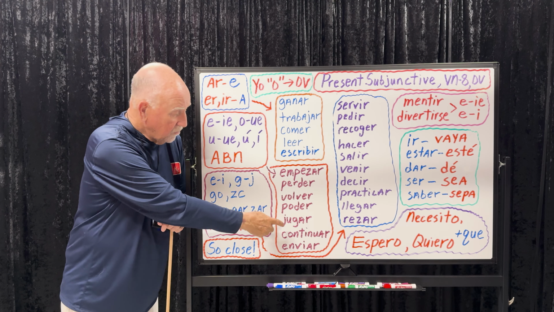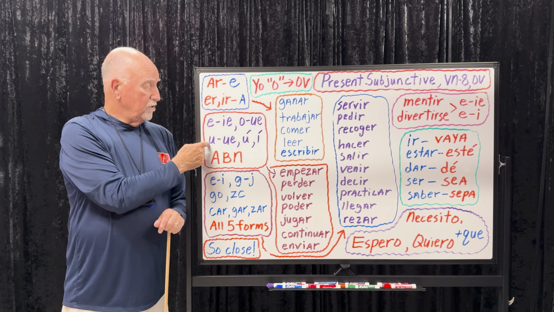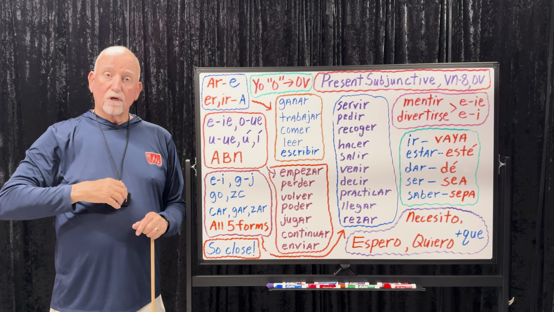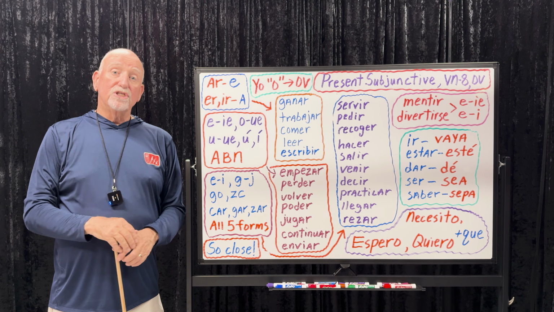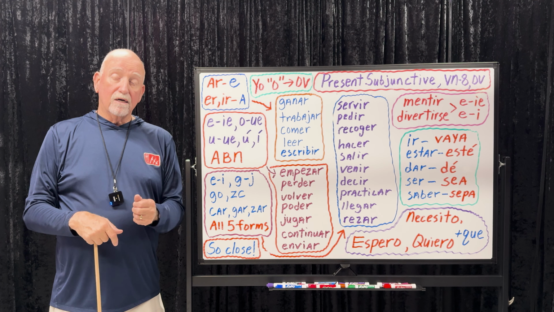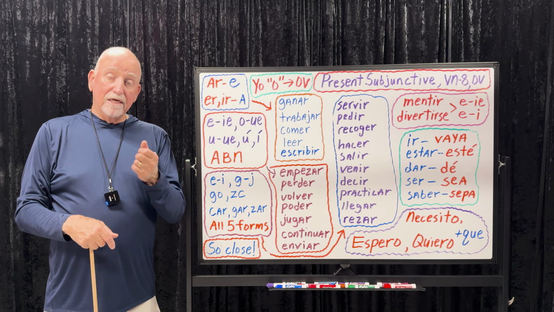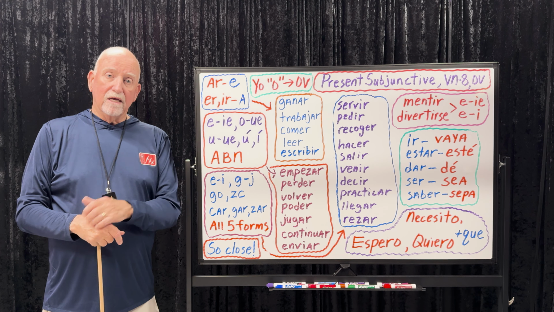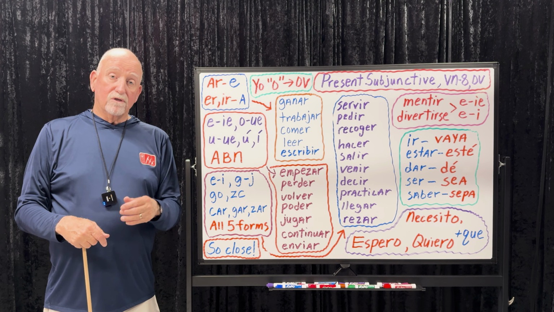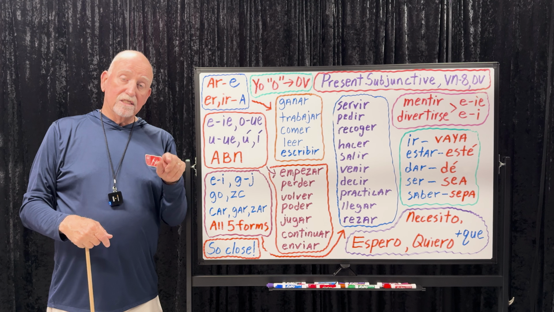Let's go with jugar. Jugar, the U goes to UE. It goes juegue, but it's a G-U-E, right? The verb jugar, that G is a hard G sound. We must maintain the integrity of the hard G sound. So juegue, do our stem change, J-U-E, and then it's G-U-E.